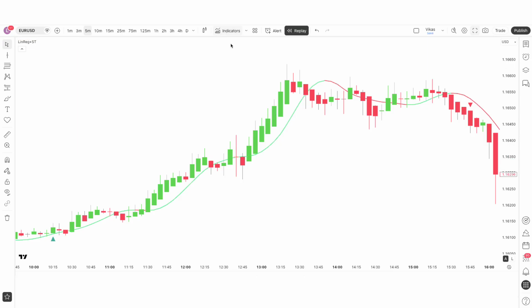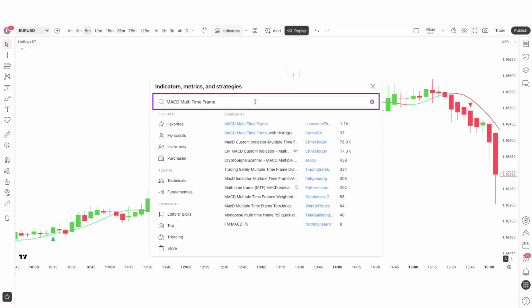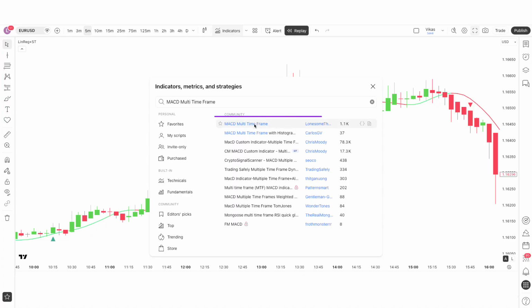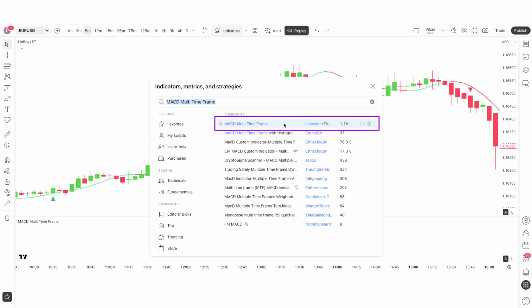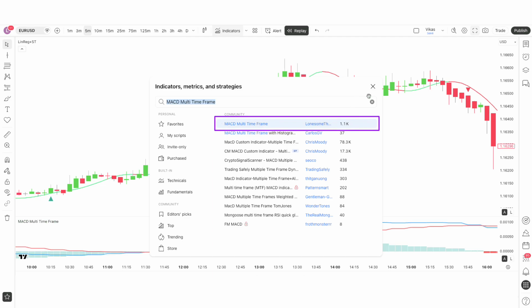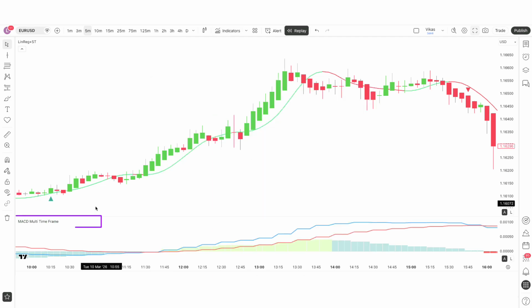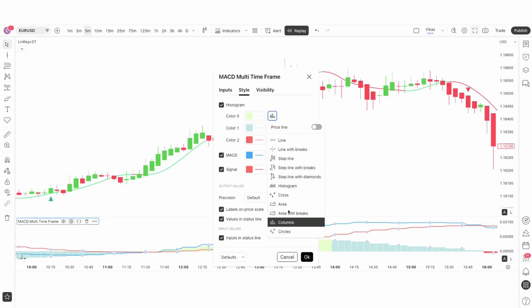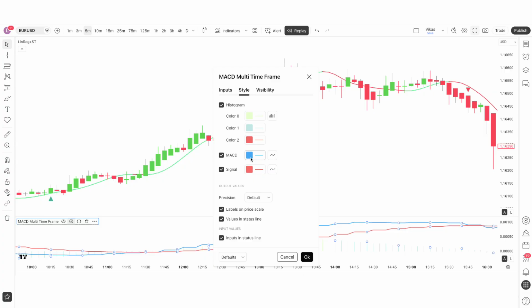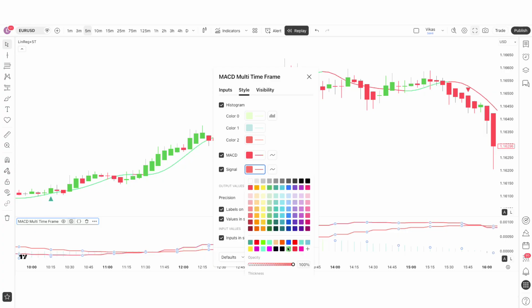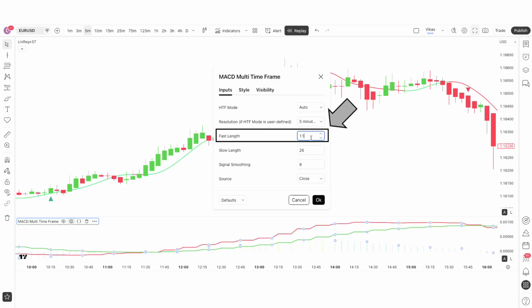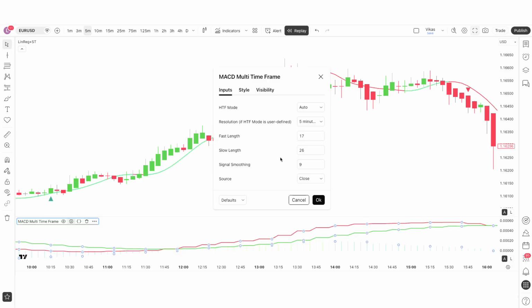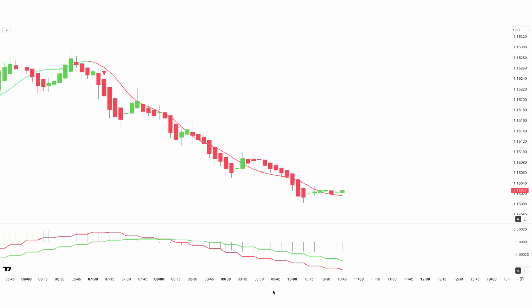Let's go to the indicator search, type MACD multi-time frame, and select the one called MACD Multi-Time Frame created by Lonesome TA. Now let's access the settings of this indicator so we can modify it to suit our strategy. We change the histogram columns to histogram, then change the MACD and signal color, then change the fast length from 12 to 17. And here everything is fine after that. Click OK. Now our setup is ready.